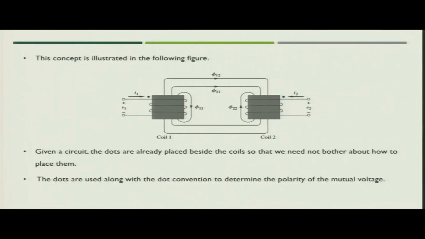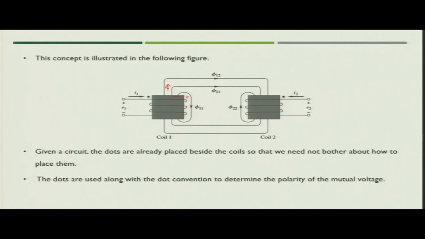Now, let us understand this particular concept with the help of this figure. Here, if you see, the current I1 is entering the dot. So, the orientation, if you see, the coil is wound like this. If you place a hand palm in such a way that it is completely curling the side of the coil, like if you place your hand and you curl your fingers like this, the coil is wound. So, you will see when you place hand like this, your thumb will be in this direction.